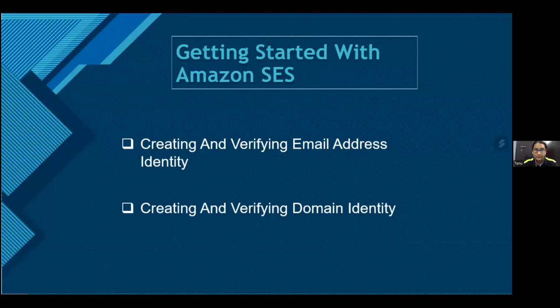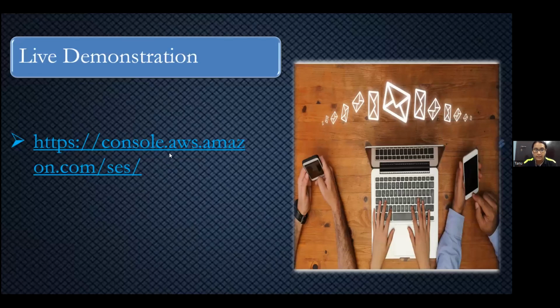Now, getting started with Amazon Simple Email Service. I will give you a live demonstration of how to configure Simple Email Service in Amazon. There are two steps: creating and verifying an email address identity, then creating a verified domain identity. So now let's start. This is the link. We have to click on this.